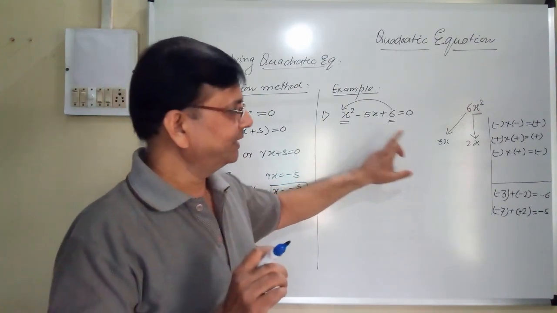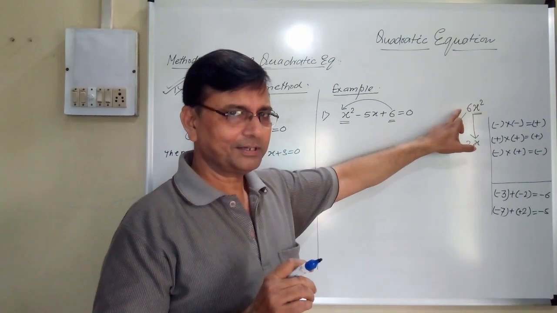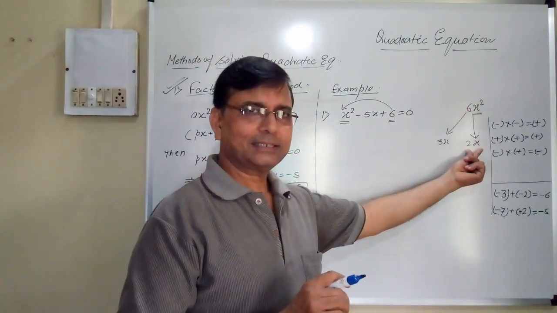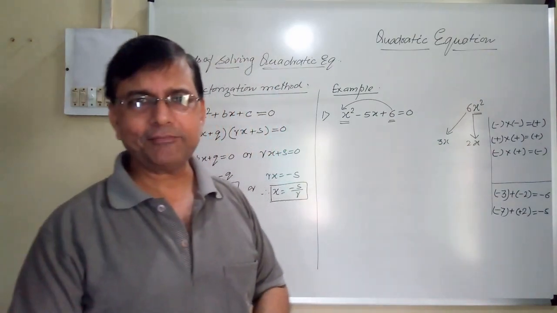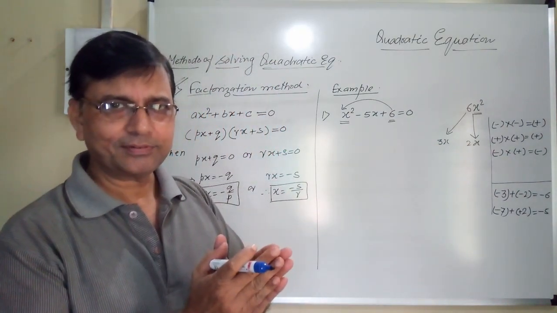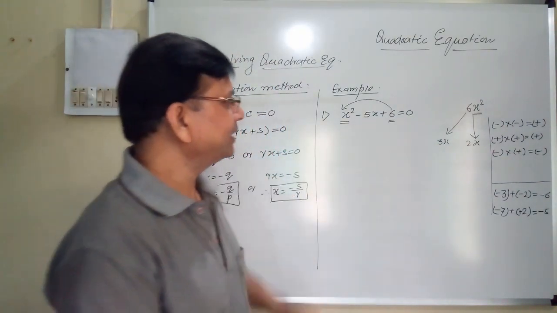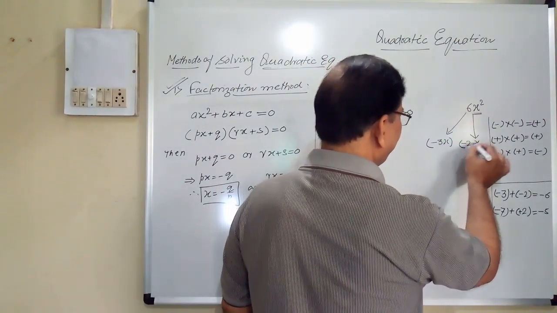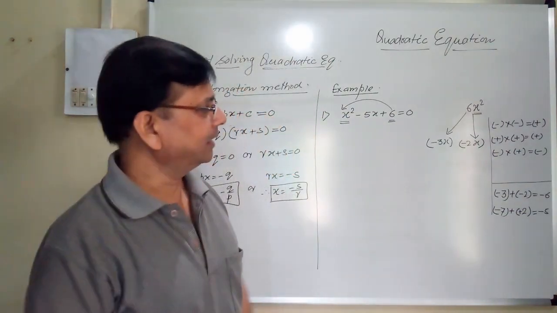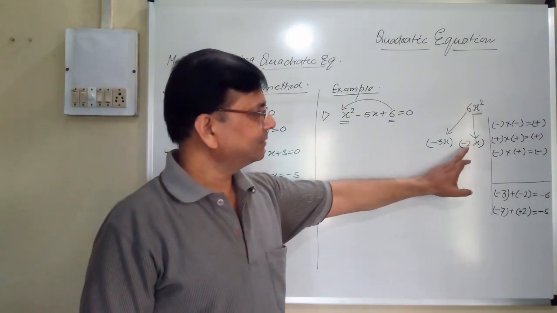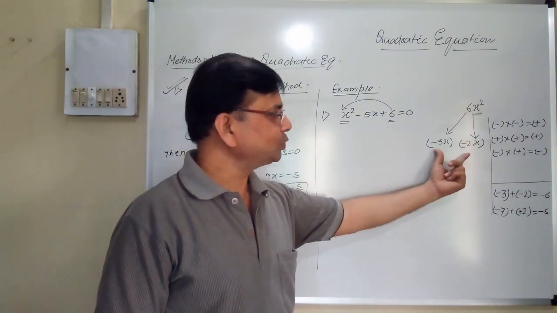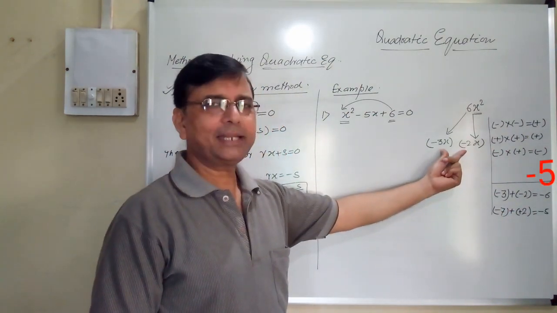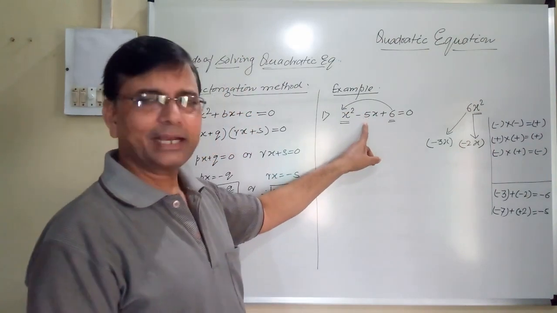Very important. Product has to be positive, but sum should be negative. It is 3x and it is 2x. If you are taking both positive, then sum will be positive. Isn't it? But we want negative. So in that case, if I am taking both negative, then you see what is happening. Minus 3x, minus 2x. If you add these two, then it will be minus 5x. The middle term we are getting.